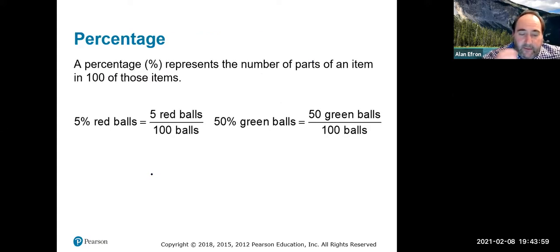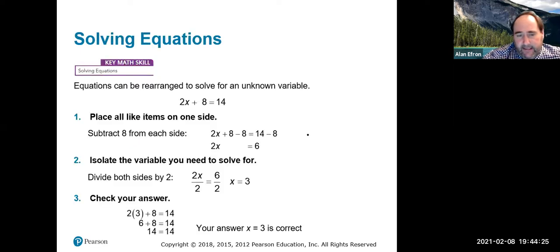Here's a couple of other ways. Again, 5% red balls means that if you have 100 of them, 5 of them should be red. 50% green means if you have 100 of them, 50 of them should be green. Again, a very simple way to turn a percentage into a usable conversion factor is to assume 100 of something. Any questions on that? We'll see that again later on when we talk about solutions, I think.